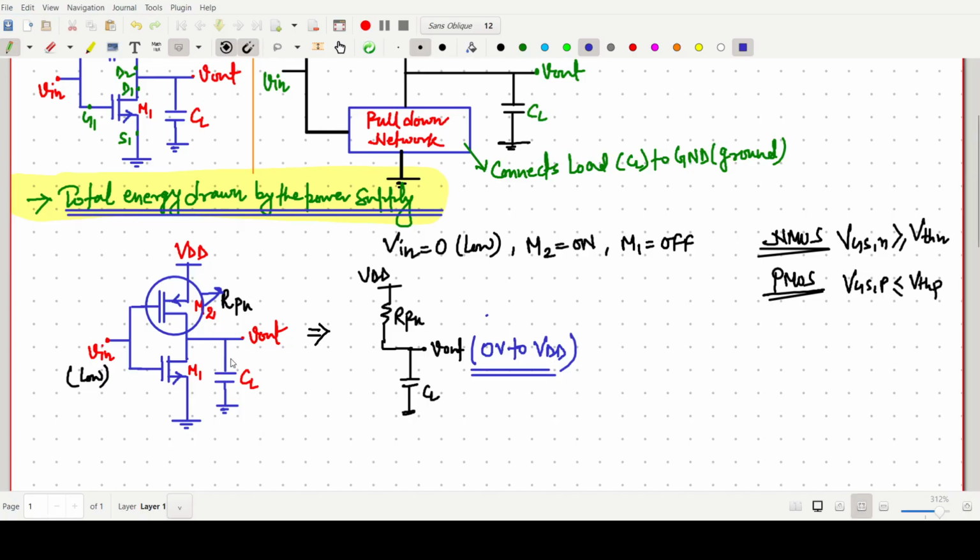So now suppose we have to find the total energy drawn. The total energy drawn from the supply, I am writing E VDD, is nothing but simply the integral of P dt. This is the formula.